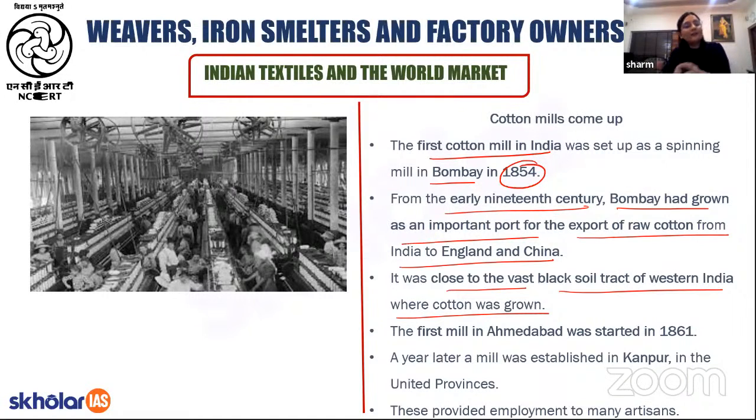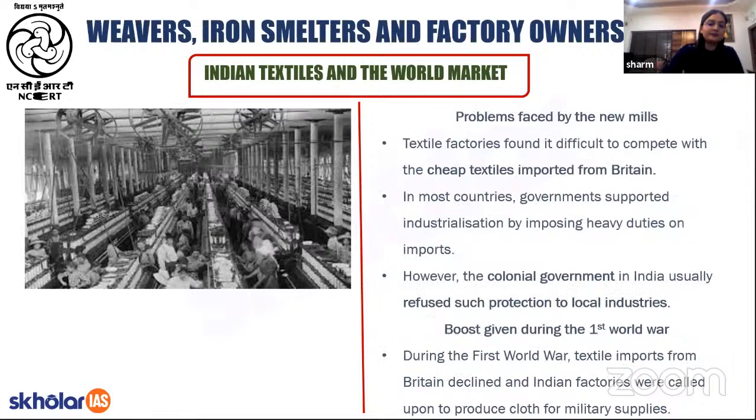Now, since Bombay was very close to the tracts of black soil in Western India, that is why it became a very apt place to make the entire trade flourish, particularly with respect to the cotton textiles. Now, students, after the Bombay mill, next came the mill in Ahmedabad in 1861. And after that, in 1862, another mill was established in Kanpur in the United Provinces, which is now known as Uttar Pradesh. And also, students, the coming up of these particular factories gave employment to many, many artisans.